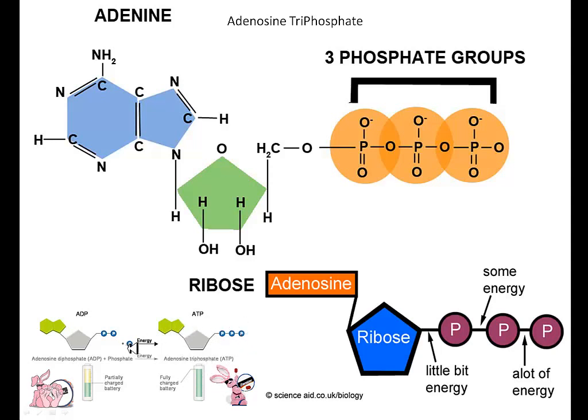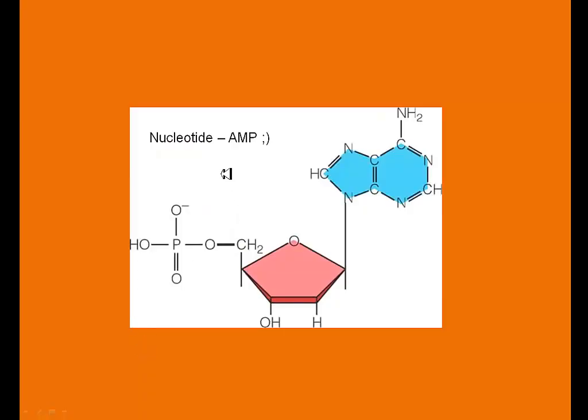And then we hydrolyze that one off, making a free phosphate and ADP, the partially charged battery, and you can see the sort of tired Energizer bunny. So we've got ATP, 3 phosphates, ADP, 2 phosphates, and here is AMP, adenosine monophosphate, which is a nucleotide, and you can see the individual phosphate right there.